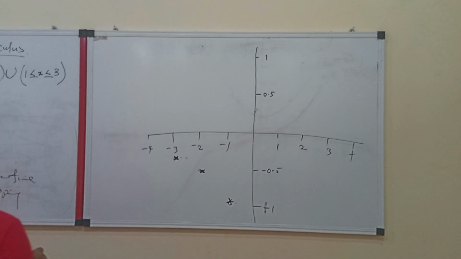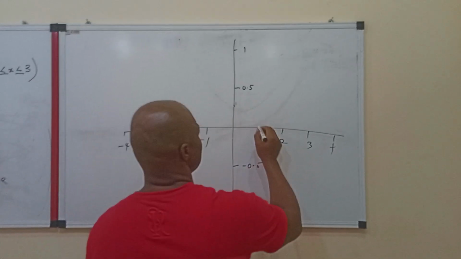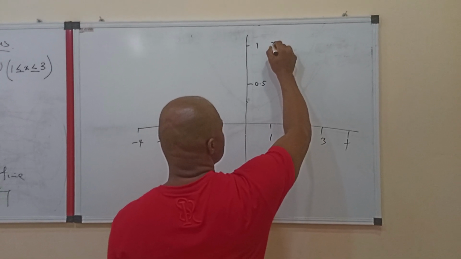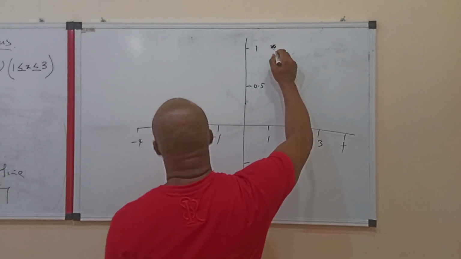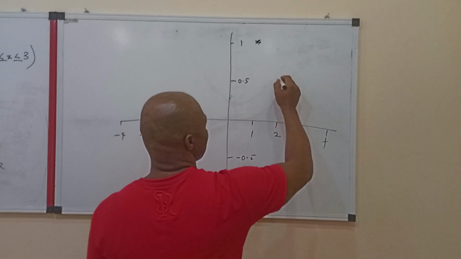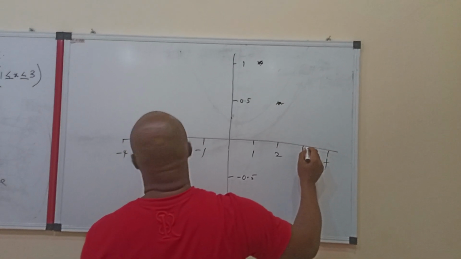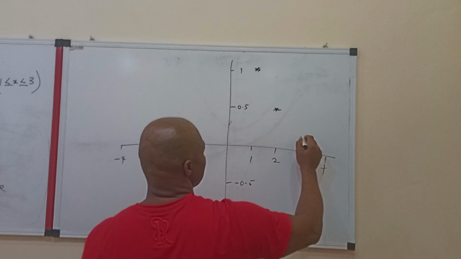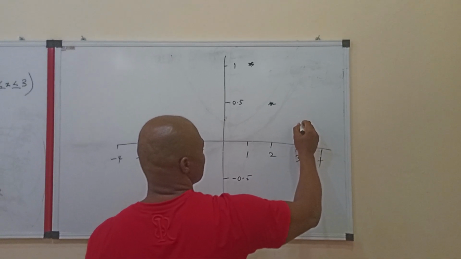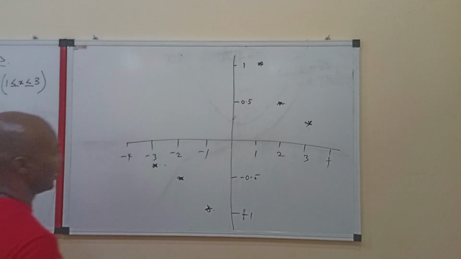Then when it is 1, the other one gives you 1. When it is 1, it gives you 1 here. So that one is here. When it is 2, it is a half. When it is 2, it gives you half here. When it is 3, it gives you 0.3. So somewhere here. So these are the graph points we have.